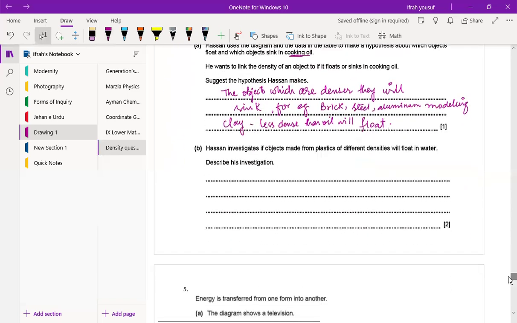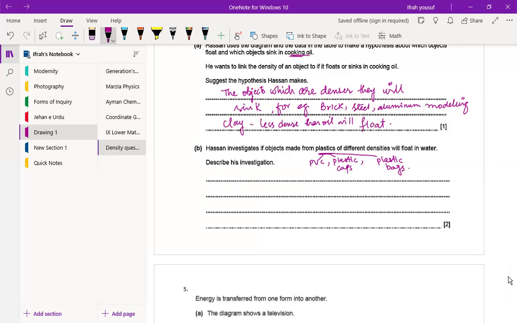Hassan investigates if objects made from plastic of different densities will float in water. So plastics, you should know that there are different types of plastics, right? It could be PVC, it could be plastic caps of bottles, it could be plastic bags, right? So they are made of different substances.